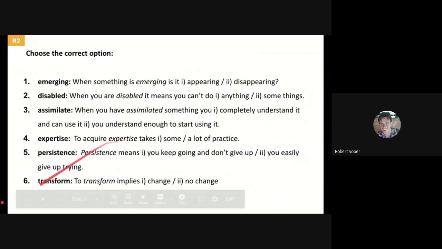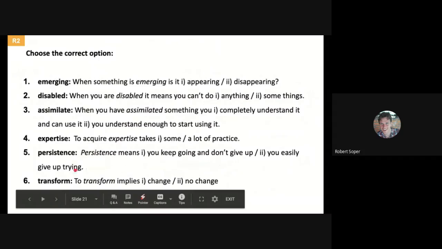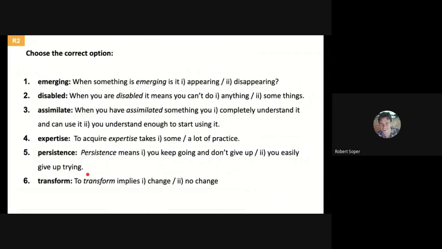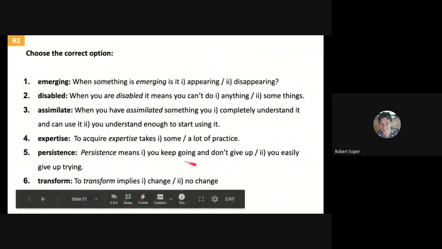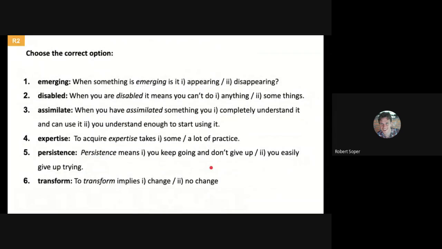Persistence means you keep going and don't give up, or you easily give up trying. And persistence means you keep going and don't give up. So if you have the personality where something is hard and you still keep going, then you're showing persistence.